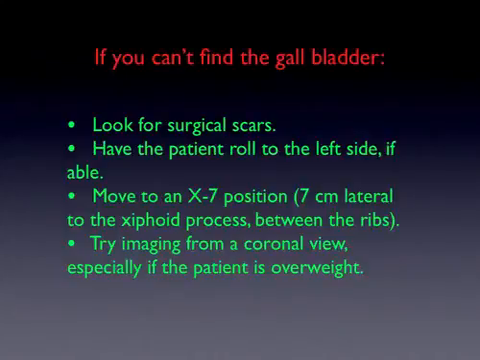If you can't find the gallbladder, roll the patient to the left side if you're able to. Another thing is move the probe to what's called an X-7 position. X stands for xiphoid process, and 7 is 7 centimeters lateral to the xiphoid process and between the ribs. So then you're coming down anteriorly, and we can do this in the hands-on group and show you this in greater detail. But sometimes by coming from this position, you can land right on top of the gallbladder. And then at times try imaging from the coronal view. This is especially useful if the patient is overweight, and even more so, in my opinion, if the patient has abdominal gas.